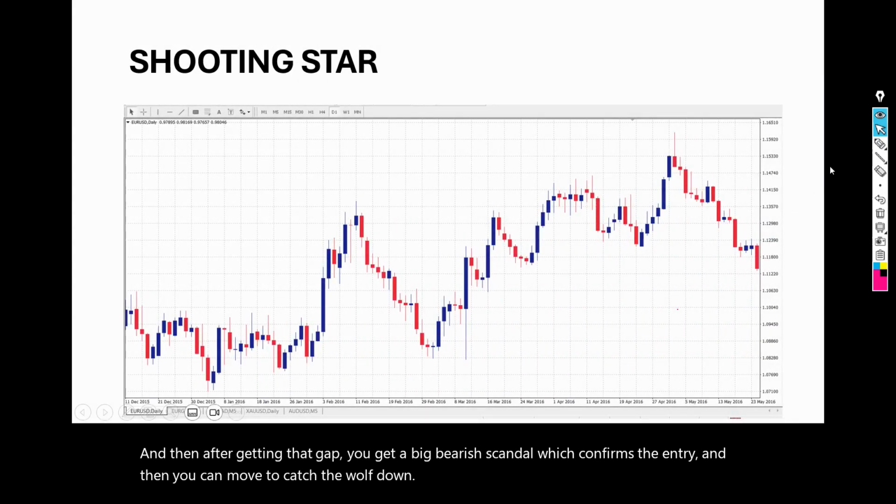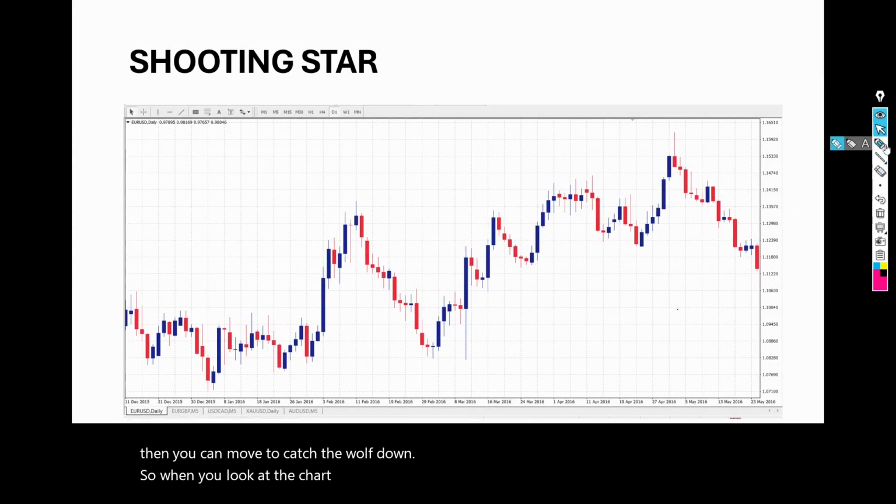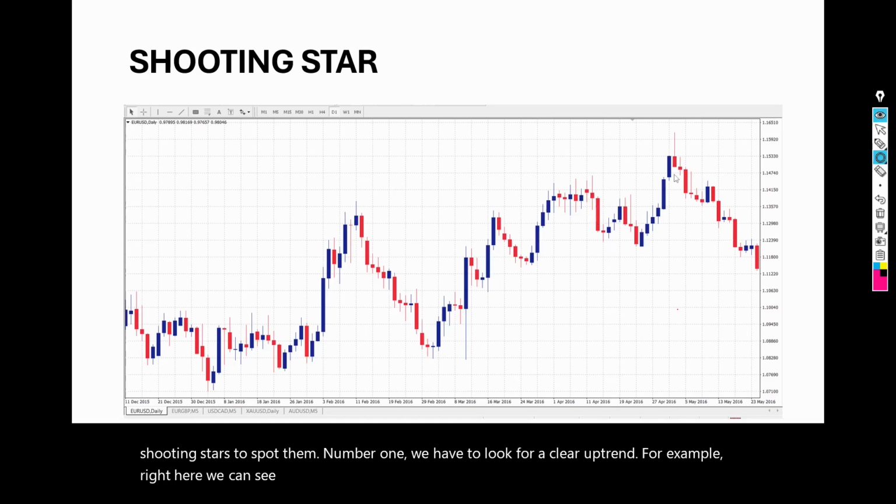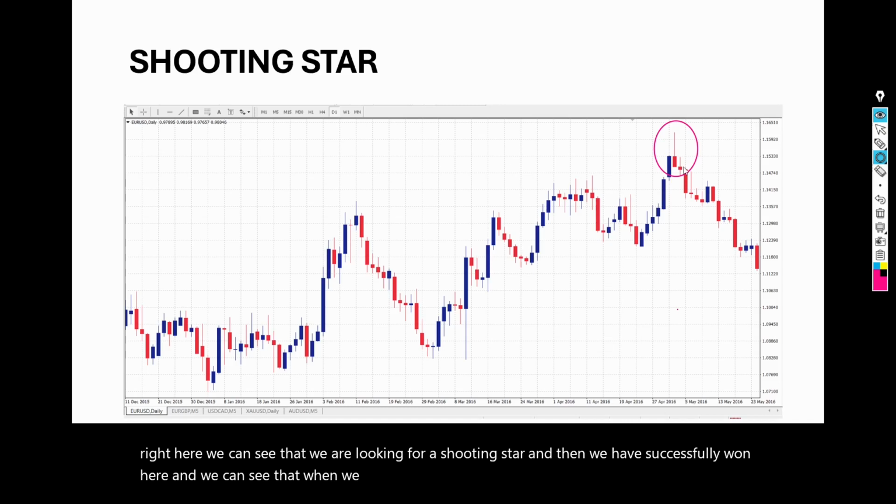So when you look at the chart right here on your screen, we are going to be looking at how to spot shooting stars. Number one, we have to look for a clear uptrend. For example, right here, we can see that we are looking for a shooting star, and then we have successfully found one here. And we can see that when we formed this shooting star, it was followed up by a clear move down, which is a change in trend.